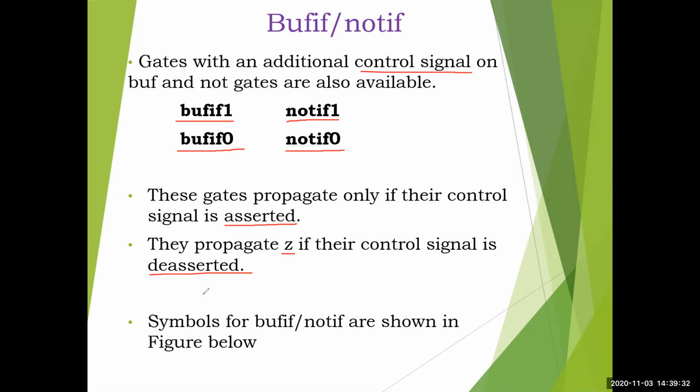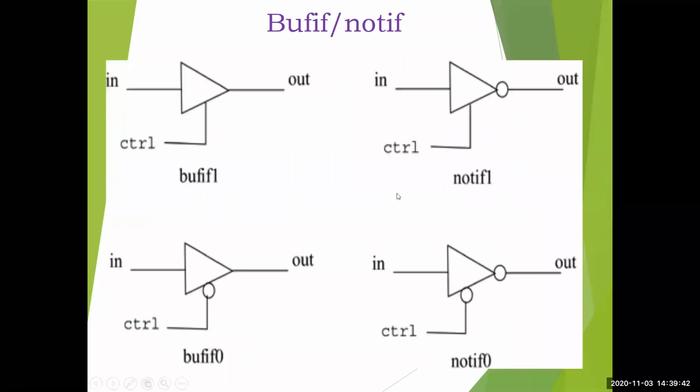Symbols for these, we will see, then truth tables and then gate instantiation. Symbols for bufif and notif are shown in the figure. First, if you see the bufif gate, it has in, out, and this control signal. Bufif1 means this control signal should be 1 to pass the input to the output. Similarly, bufif0. See here, a bubble is placed at the beginning, which means the control will be 0 here.